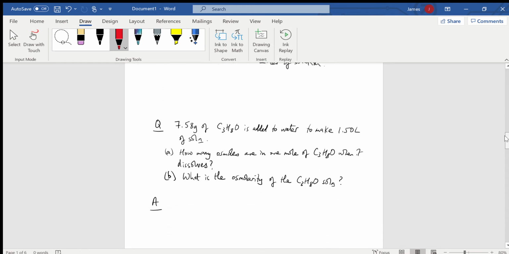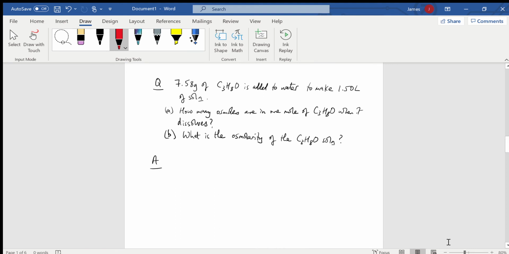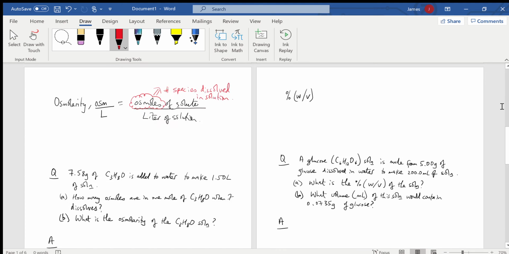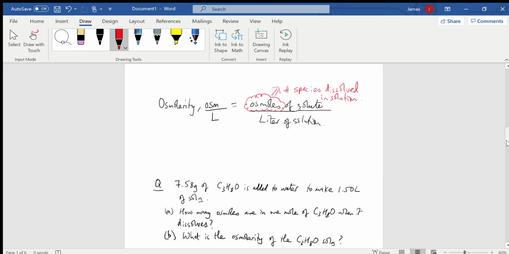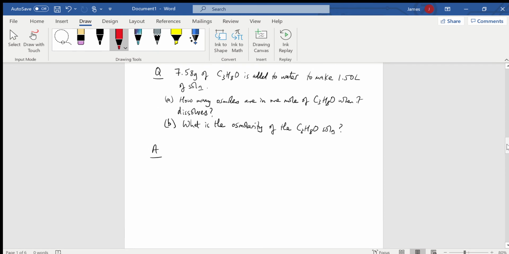All right, so here's our question. We've got plenty of room. So the question reads, 7.58 grams of C3H8O is added to water to make a 1.5 liter solution. A, how many osmoles are in 1 mole of this chemical when it dissolves? And B, what's the osmolarity of the chemical when it dissolves? Okay, so let's have a look at that. We're going to set up a dimensional analysis question.